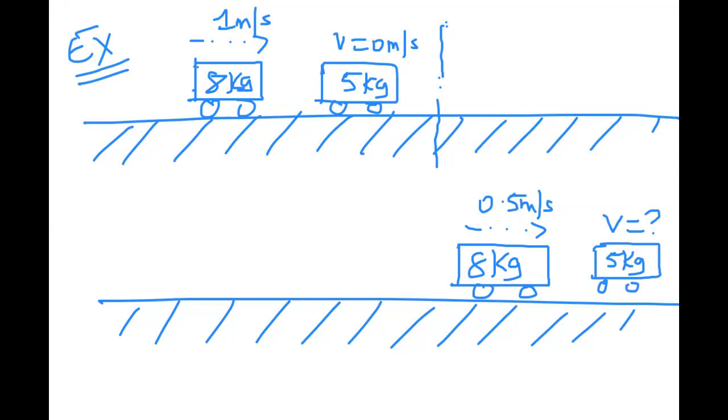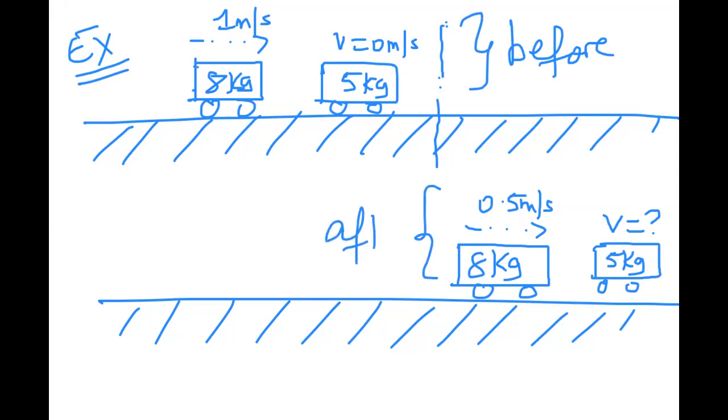This is the before-collision situation, and the situation I have drawn here is after collision. The question is, how fast will the 5-kilogram object be moving? To answer that, I need to calculate the momentum for each car before, and do the same for the momentum after. Then I compare total momentum before collision to total momentum after collision.